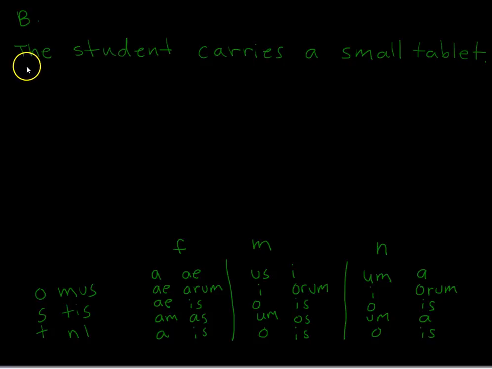Let's look at our subject, student, and we're going to say, how do we say student? Discipulus or discipula. It doesn't tell us that the student is a female, so we'll just go with discipulus. Although if you had discipula, there would be nothing wrong with that. The student is doing what? The student is carrying. All right? So carry, porto, portare.